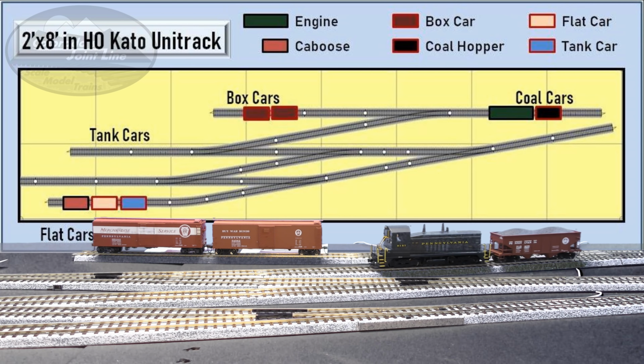Now for my next move, I could just take the tank car and place it at its siding. However, thinking ahead a couple moves, I'm going to need to run around the caboose to get the flat car spotted properly. So what I can do is go ahead and do that move first, spot the caboose, and then put the flat car back in its location, and then spot the tank car, and that'll cut down on the number of moves I have to make.